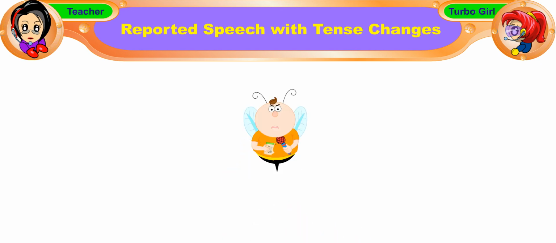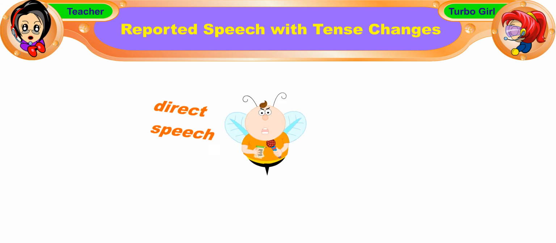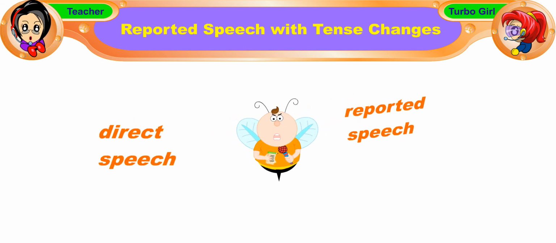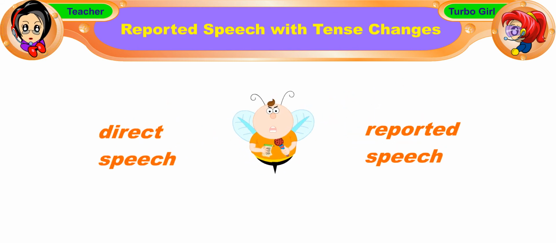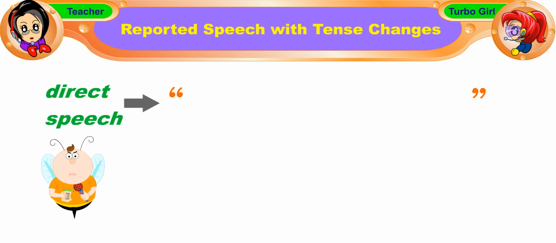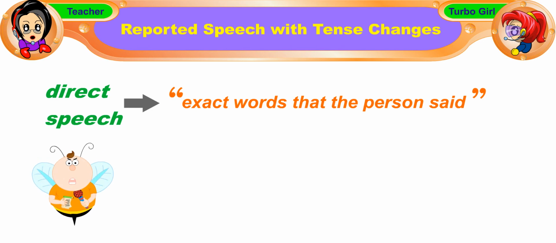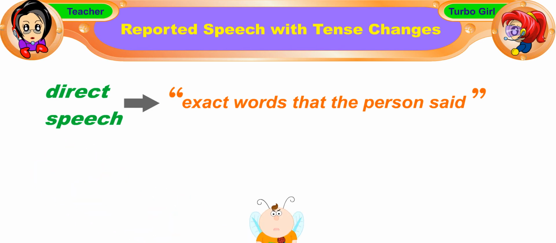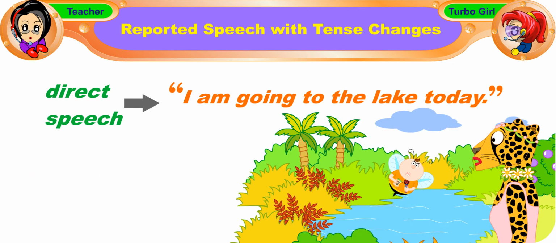When we want to report what someone said, we can use direct speech or reported speech. In direct speech, we use quotation marks and give the exact words that the person said. For example, Cherry said, "I am going to the lake today."